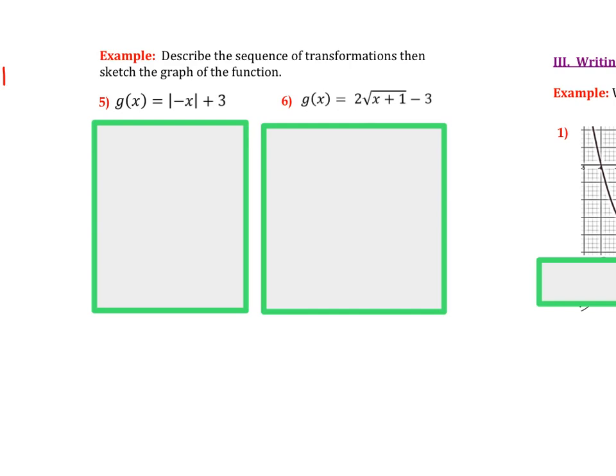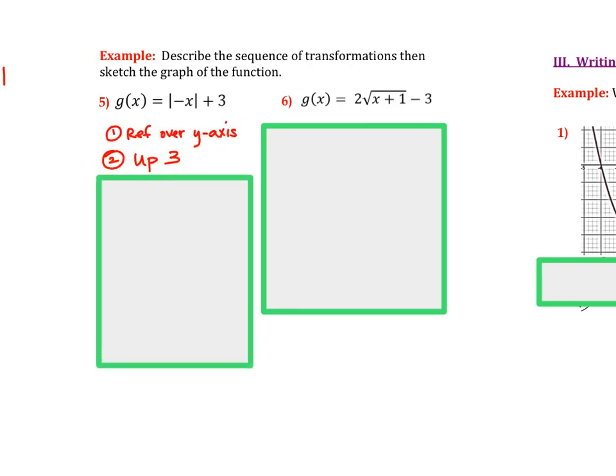All right, number 5. We have the absolute value of negative x plus 3. So we have a reflection due to the negative sign, and then plus 3 means it goes up 3.